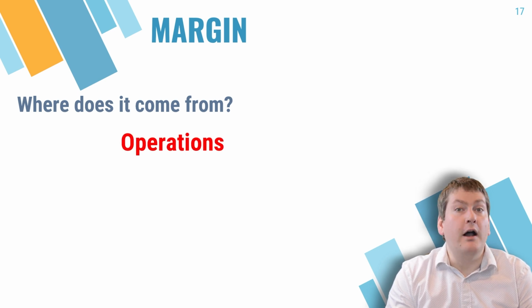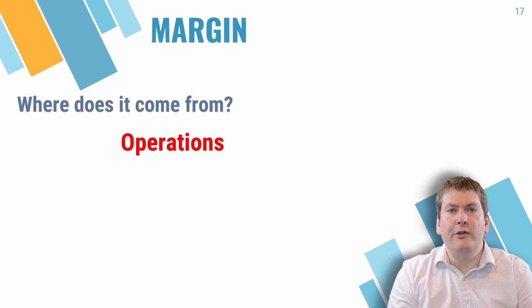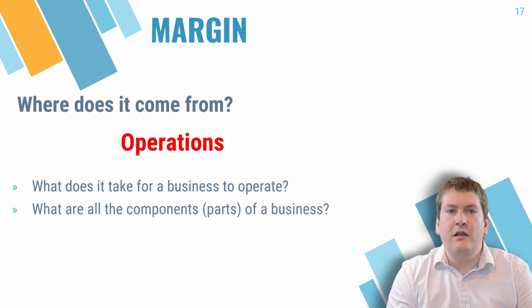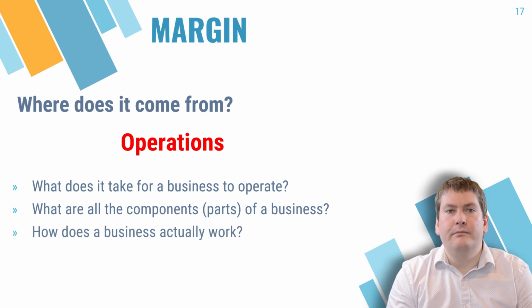Margin comes from the operations of a business. When we look at a business, we can see that it's comprised of many different components or parts that must come together to make a whole that is greater than any individual component. So when we're looking at a business, we should ask, what does it take for it to operate? What are the components that make up the business? And perhaps most importantly, how does it actually work?